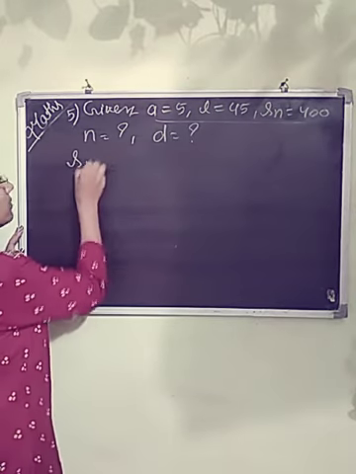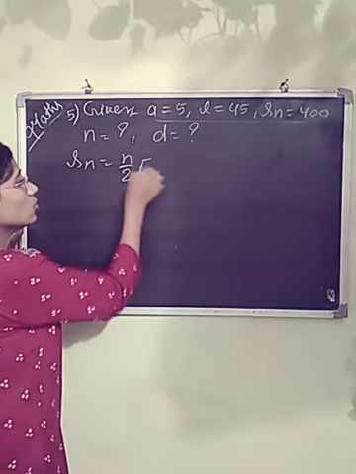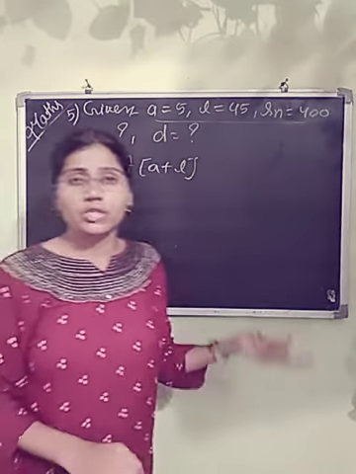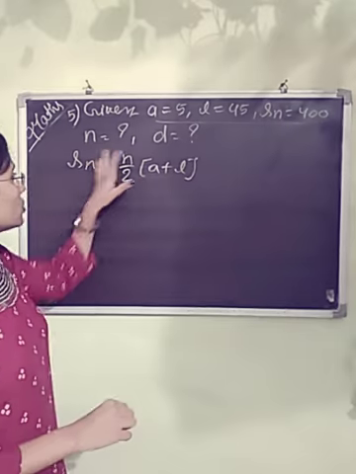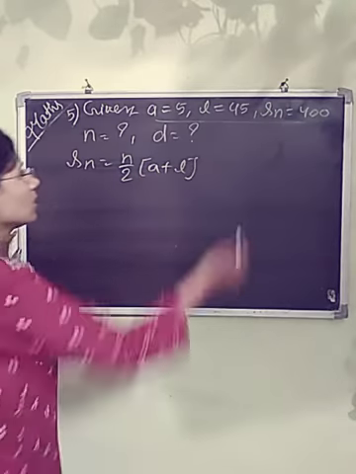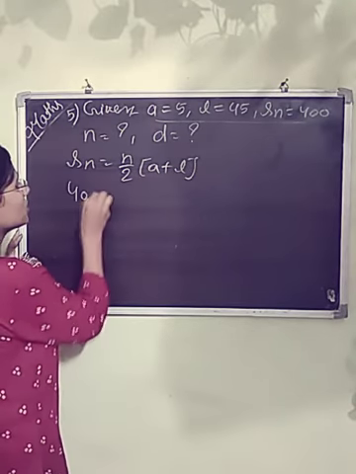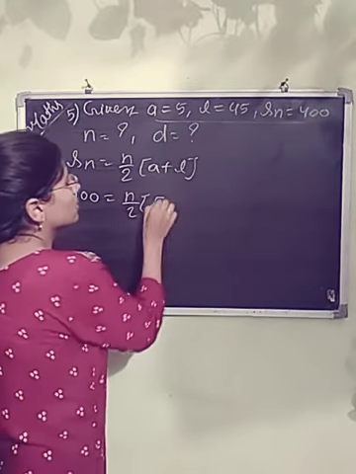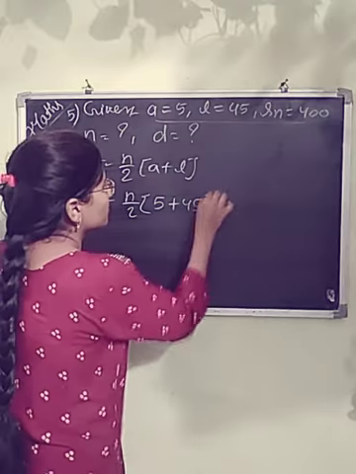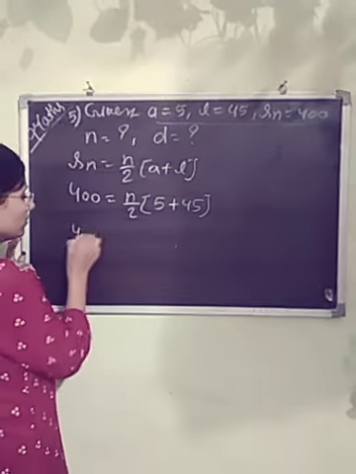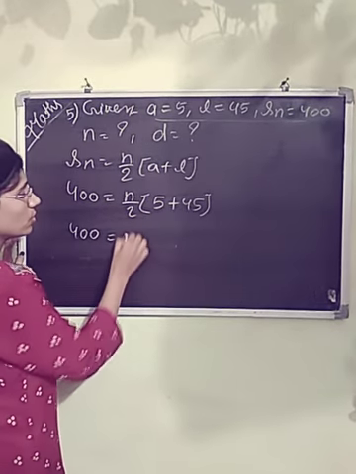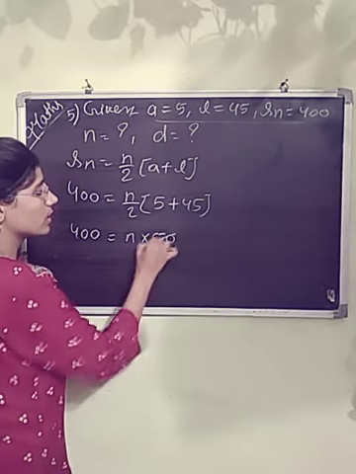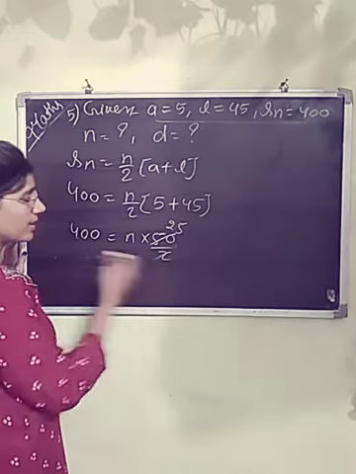And we have n by 2 (a plus l). This is the third formula which I told you. Okay, so Sn equals n by 2 (a plus l). Put in all the values. Okay, 400 equals n, and 50 by 2 becomes 25, and that cancels 5 times.